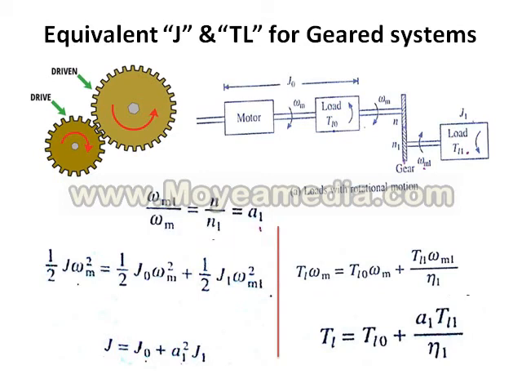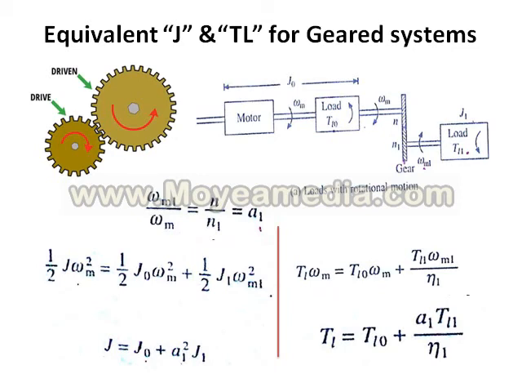We substitute because the geared coupled load has a decreased speed. Now if you substitute a1 omega in place of omega m1, you will get J equals J0 plus a1 square J1. So this is the moment of inertia equation for a directly coupled load plus a geared coupled load. Here a1 is the ratio of the gear teeth.